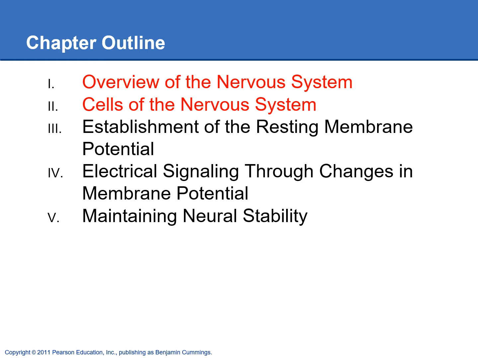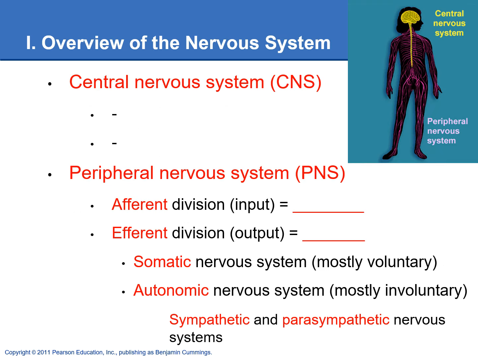We're going to take a look at an overview of the nervous system and also the cells of the nervous system in this lecture. The nervous system is divided into two parts. We have the central nervous system and the peripheral nervous system. The central nervous system consists of the brain and the spinal cord. The peripheral nervous system is everything that's outside of the brain and spinal cord.